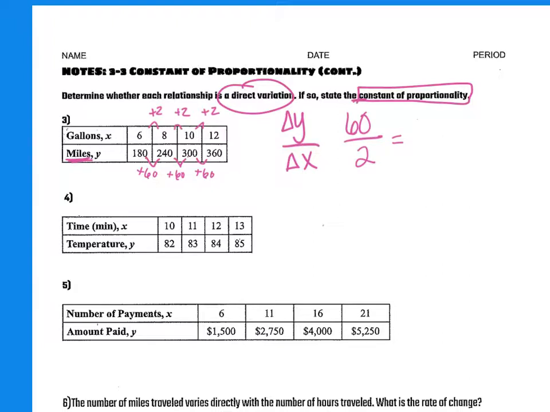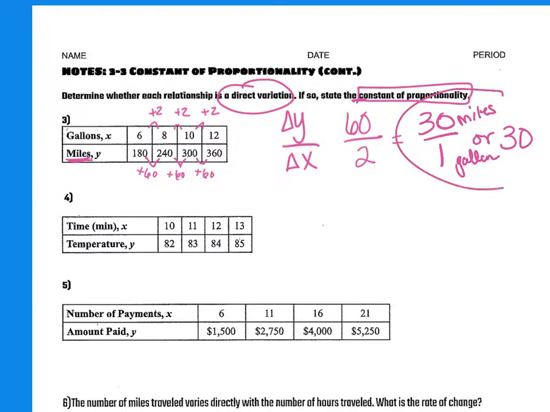So what's the constant of proportionality going to be? It's going to be 60 divided by 2. 60 over 2. Good. 30 over 1, or just 30? 30 over 1. So what that means is it's going to take 30 miles on 1 gallon. So I can go 30 miles on 1 gallon.